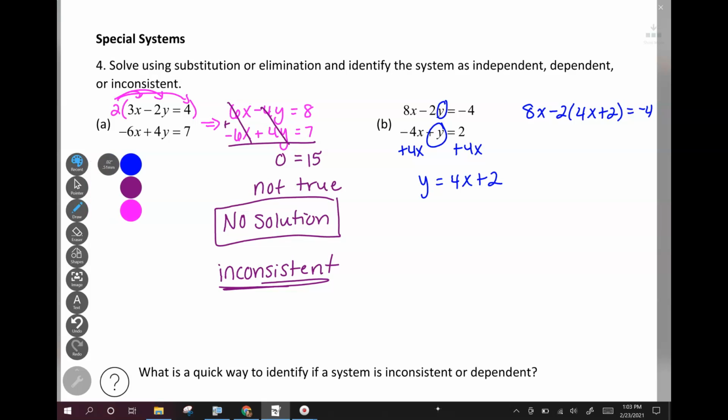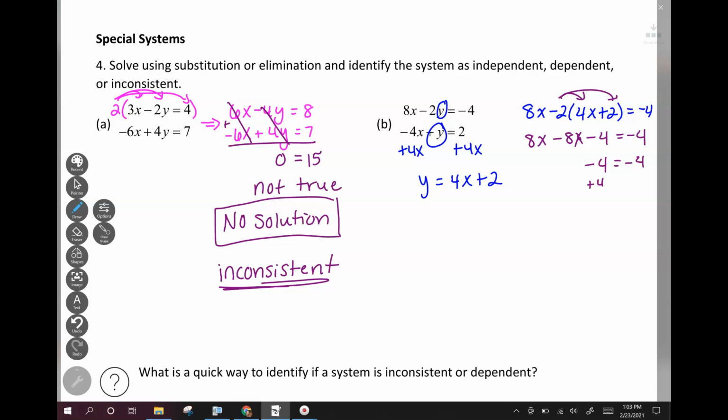And then we'll solve for x. So I've got 8x minus 8x minus 4 equals -4. 8x minus 8x, combining like terms there, those cancel. So I'm left with -4 equals -4, which you could add the 4 over if you wanted to, and get 0 equals 0.